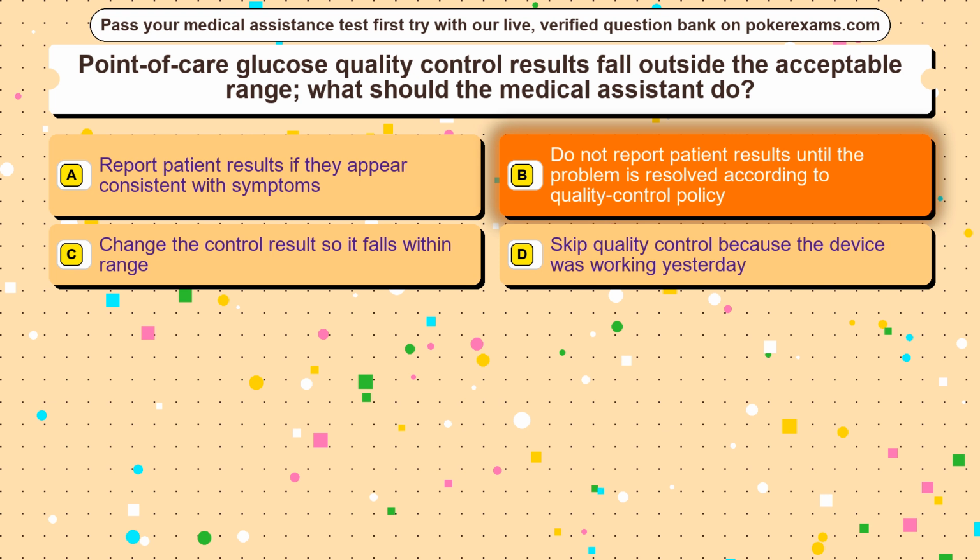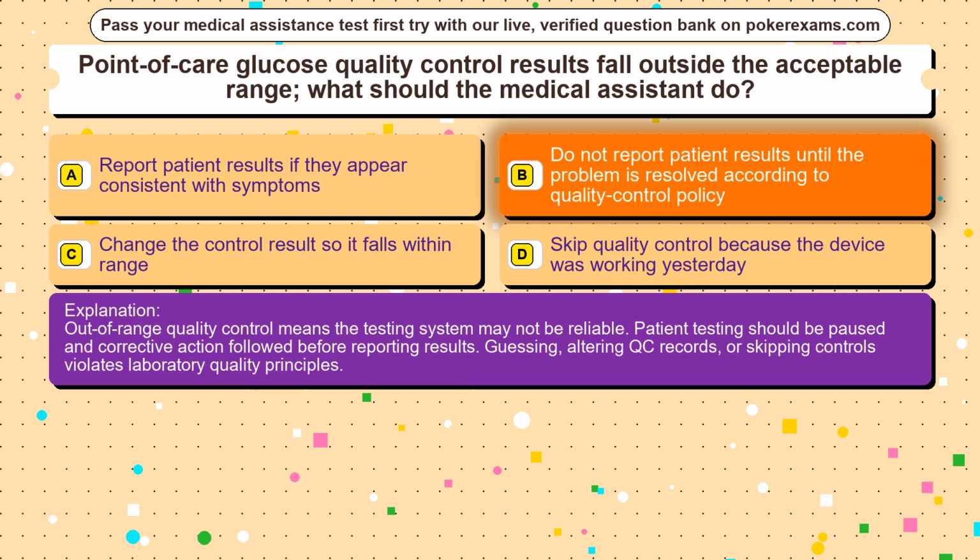Do not report patient results until the problem is resolved according to quality control policy. Out-of-range quality control means the testing system may not be reliable. Patient testing should be paused and corrective action followed before reporting results. Guessing, altering QC records, or skipping controls violates laboratory quality principles.